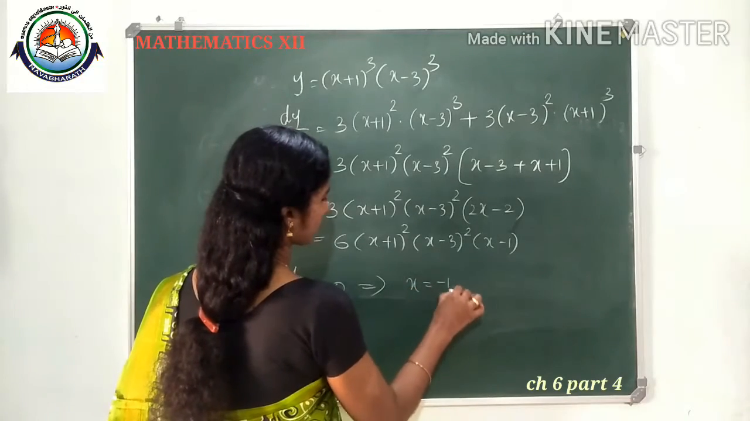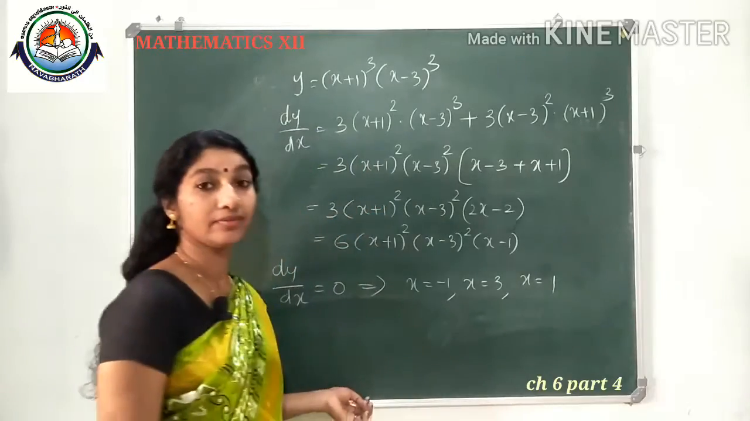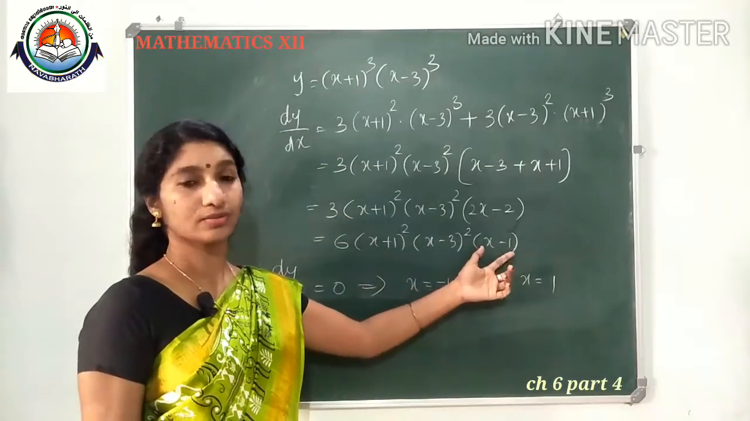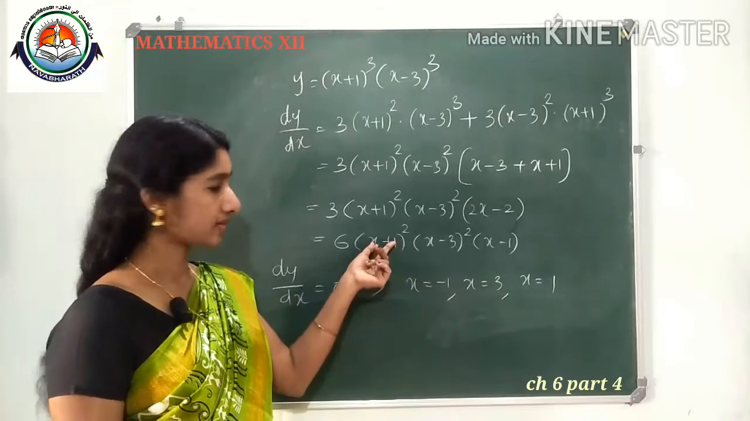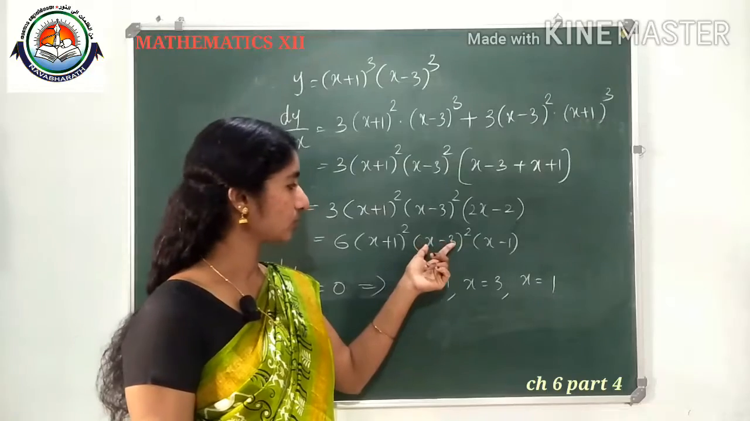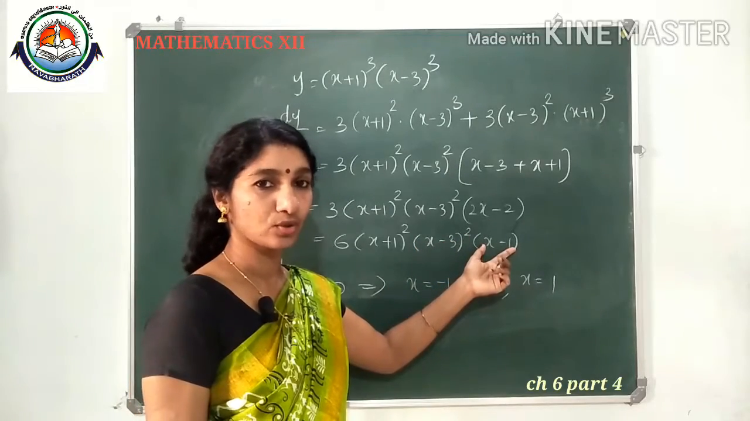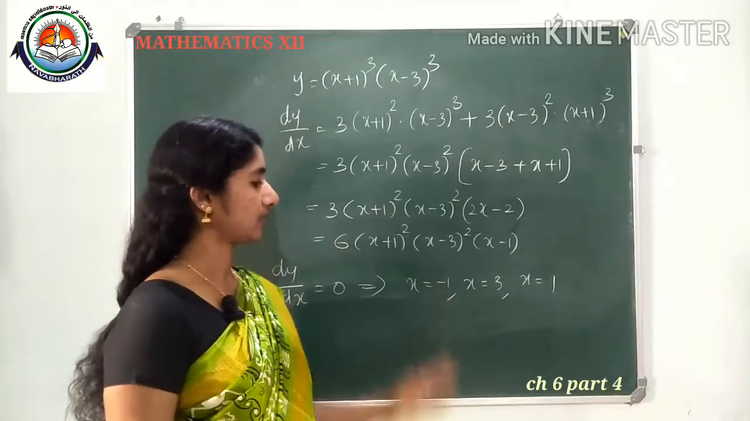At x equal to minus 1, at x equal to 3 and at x equal to 1 we will get the derivative equal to 0, meaning this product is equal to 0. To make this quantity 0, x should be minus 1; to make this quantity 0 we put x equal to 3; to make this quantity 0 we get x equal to 1. So these are the critical points.